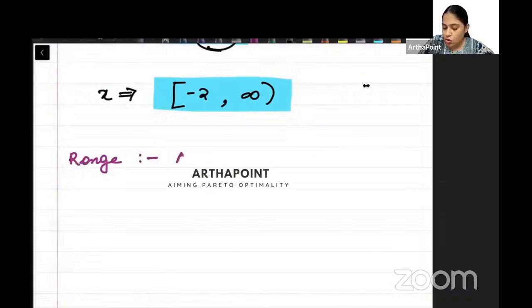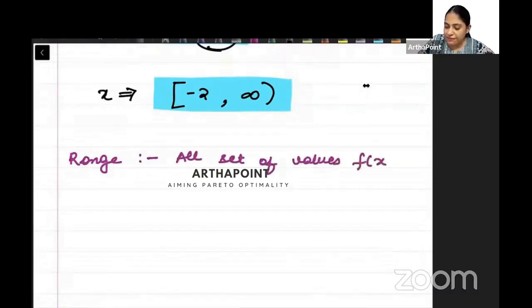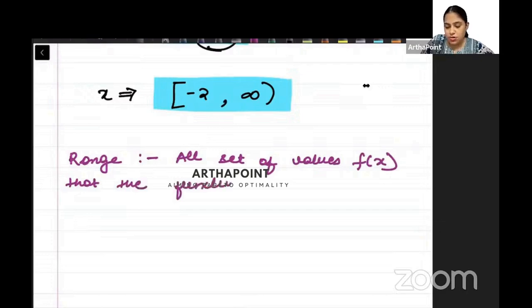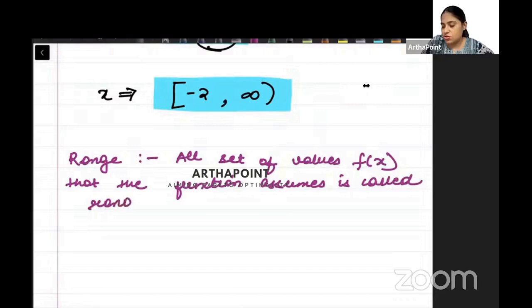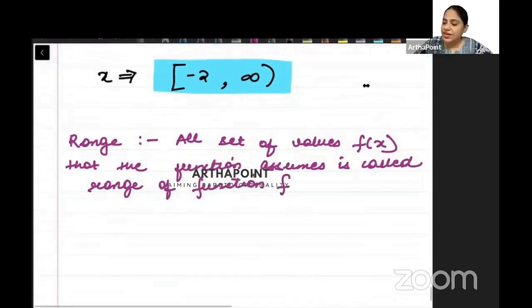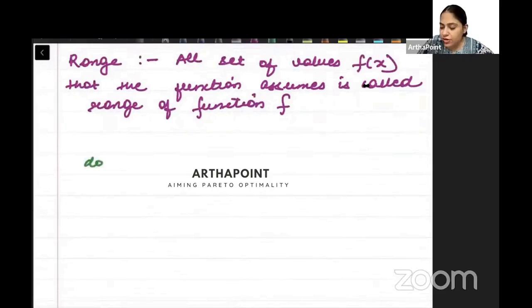Range is the set of all values that the function f(x) assumes, and it is called the range of the function f. So beta, domain is what?